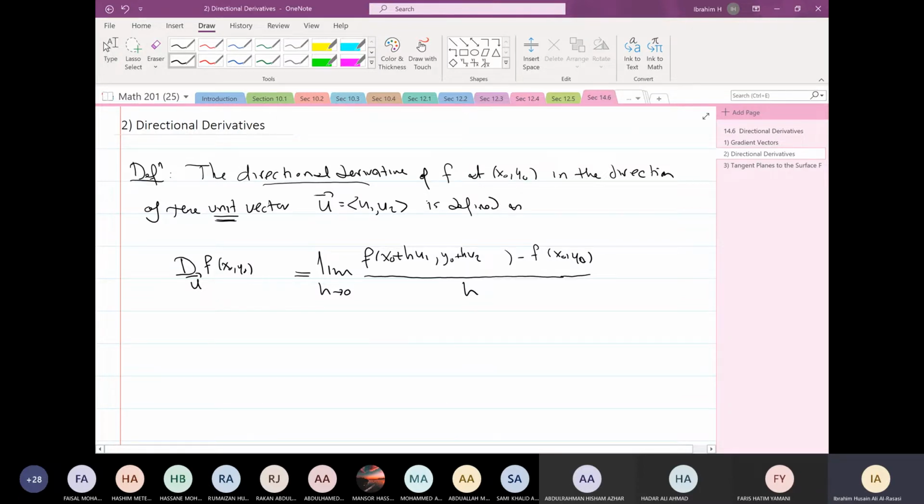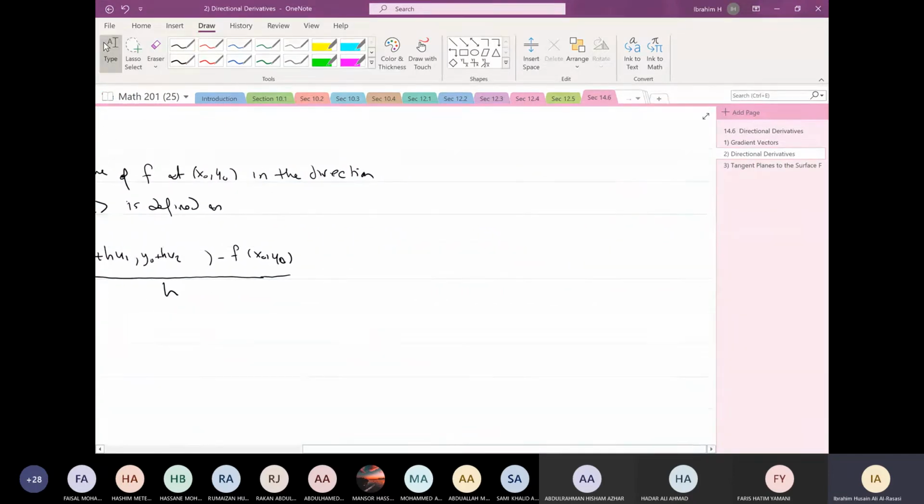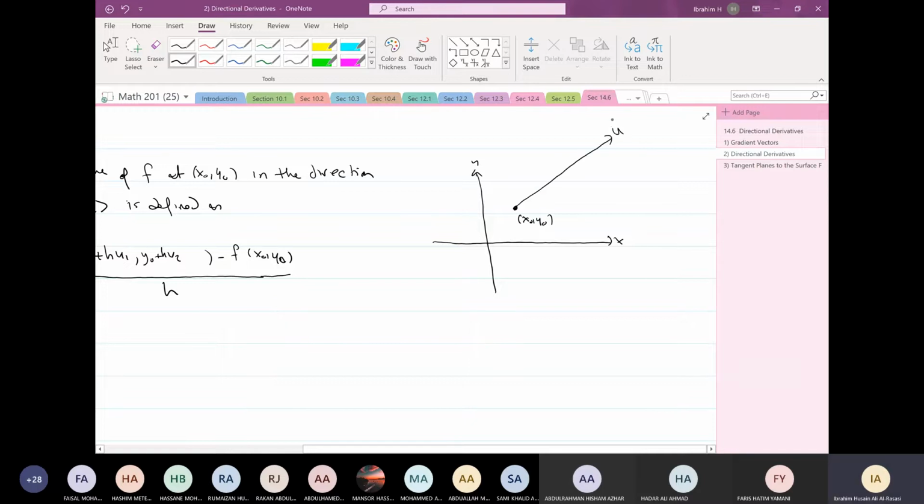Now, why do we have these changes here? Let me explain why you have x0 plus h u1, y0 plus h u2. It is given as follows. Here I am working in the domain, so I will go to the xy plane. I have the point x0, y0. I am moving in a direction, this is my direction, u. When you move in the direction, I move a distance of h.